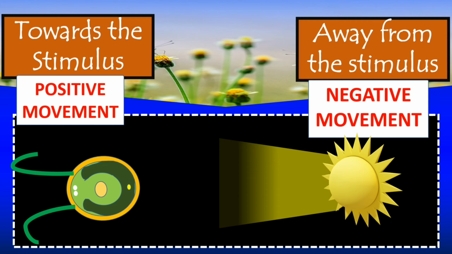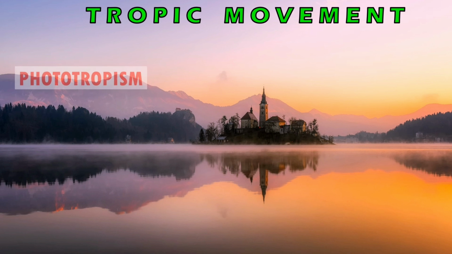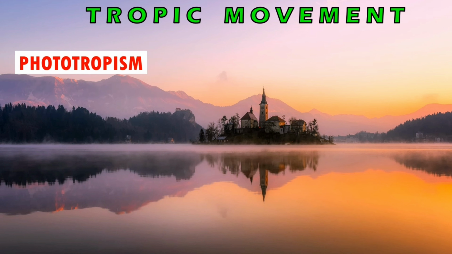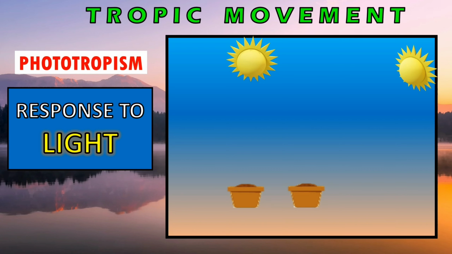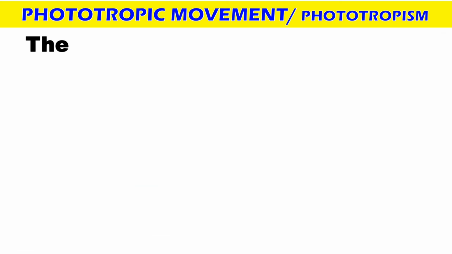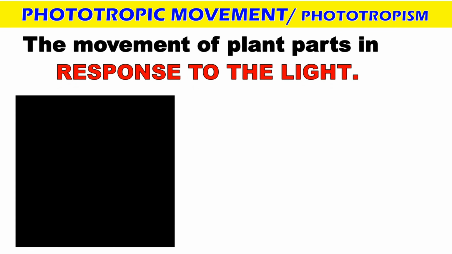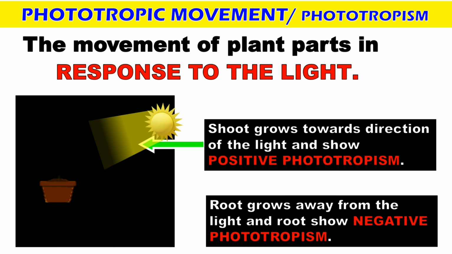Now, let's learn the different types of tropic movement. The first kind of tropic movement is Phototropism. In Phototropism, the movement of plant parts occurs in response to the light. Therefore, the movement of plant parts in response to the light is known as Phototropism or phototropic movement. For example, shoot grows towards the direction of light and shows positive phototropism, whereas root grows away from the light and shows negative phototropism.